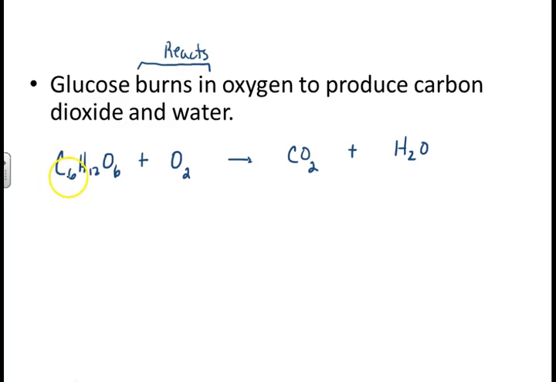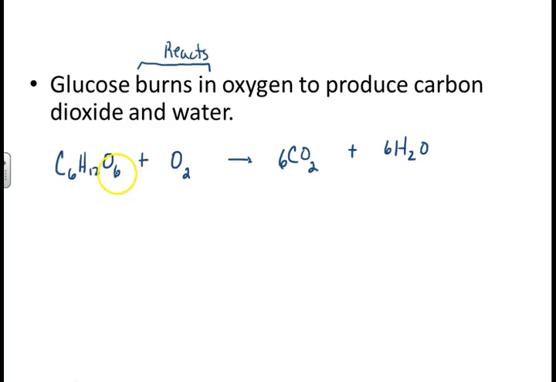Okay, the first thing off balance is carbon. I've got 6 carbons, 6 carbons. Since I've got oxygen everywhere, I'm going to leave O2 till last, and that way I can put a number in front of the oxygen that's by itself here and not upset anything else. So I'm going to do hydrogen next. I've got 12 hydrogens and 2 hydrogens, so that's 6 times 2 is 12.